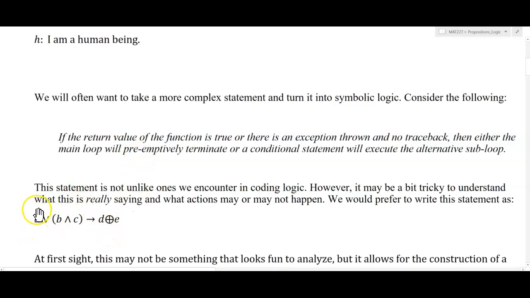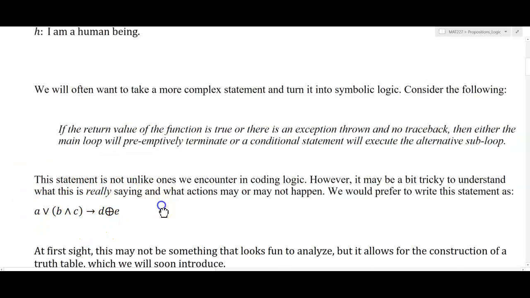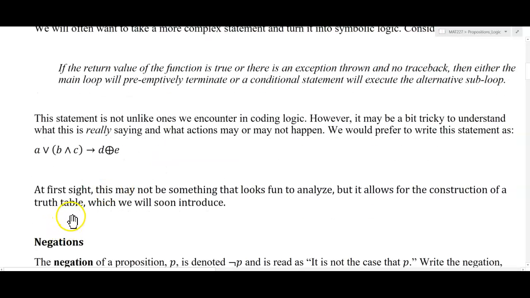So actually the letter A stands for the return value of the function is true. B is there is an exception thrown. C is no traceback. This little V operator, that's actually the word or. So when you connect two simple statements with a disjunction, we'll talk more about this soon, then you can take a series of simple statements and combine them to form that compound statement that you're interested in. At first sight, this may not be something that looks fun to analyze, but it allows for the construction of a truth table, which we will soon introduce.